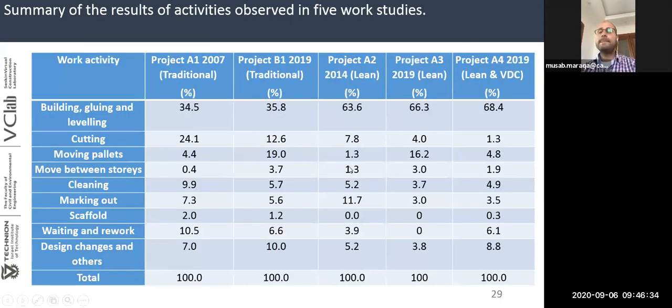Now this table summarizes the value adding activities and the non-value adding activities studied in this case study. The first row shows the value adding activities in the different projects. We can see in the second row that the cutting reduced from 24.1% in the traditional project to only 1.3% in the Lean and VDC. Also, if we look at moving pallets, it reduced from 19% in the traditional project to only 1.3% in the Lean project. So we can see that a huge improvement occurred due to Lean and BIM implementations.